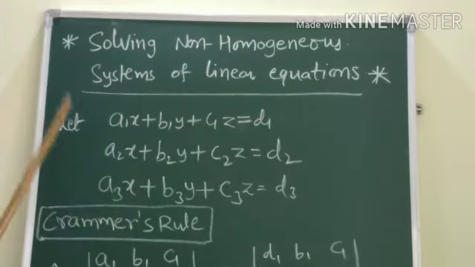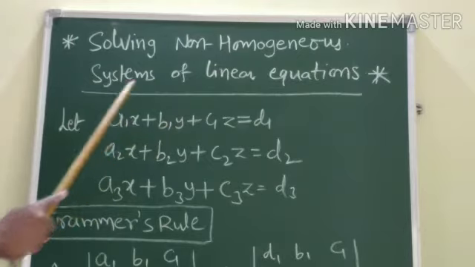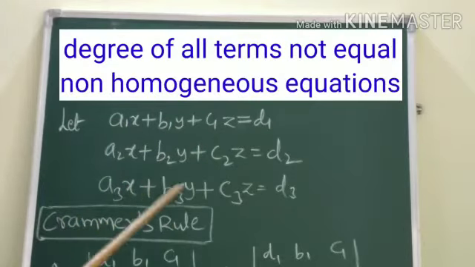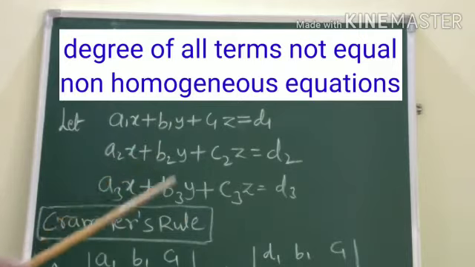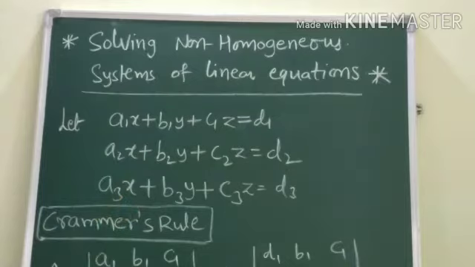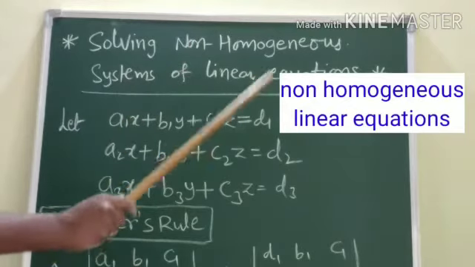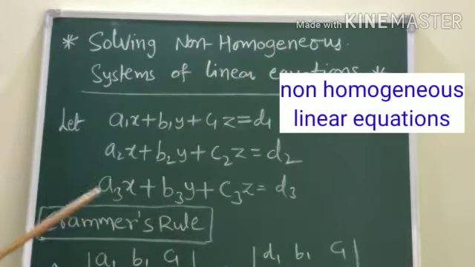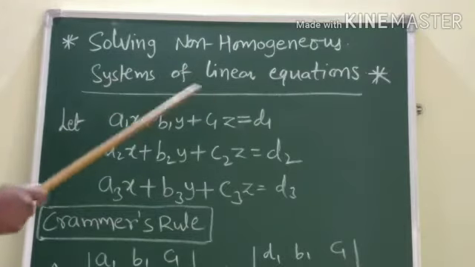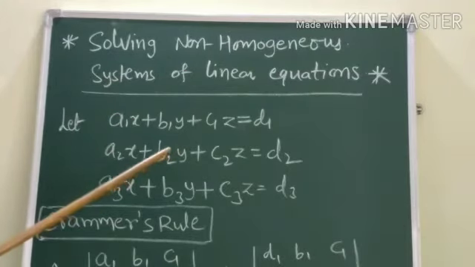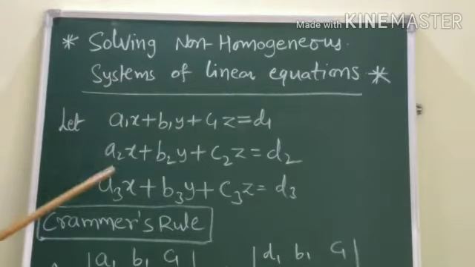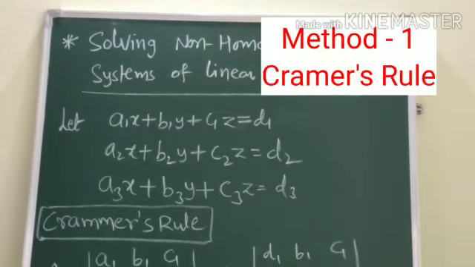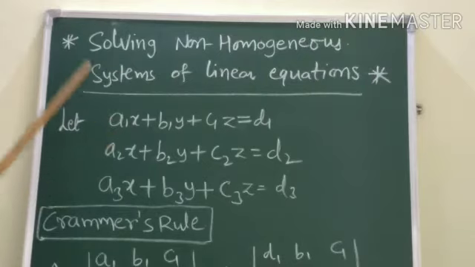There are some values. Here, the degrees of all the terms are not equal, so these equations are said to be non-homogeneous. Finally, the equations are called non-homogeneous linear equations. Now, let us see the solution of these three non-homogeneous linear equations. The solution can be found by three different methods. The first method is Cramer's rule, the second is the matrix inversion method, and the third one is the Gauss-Jordan method.